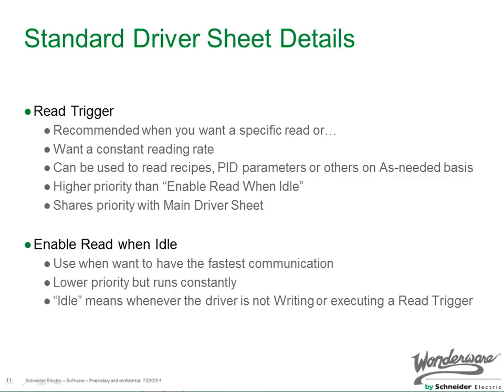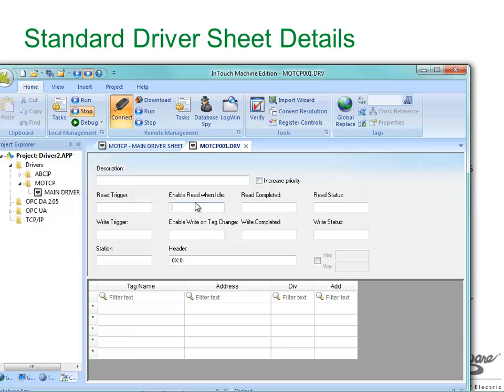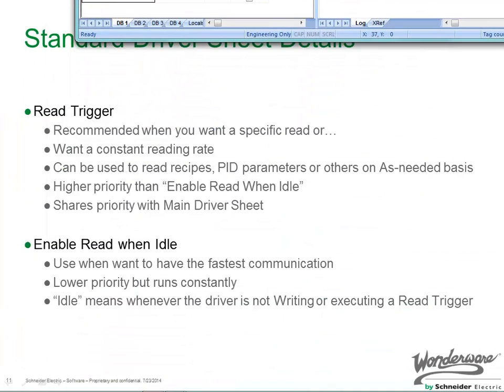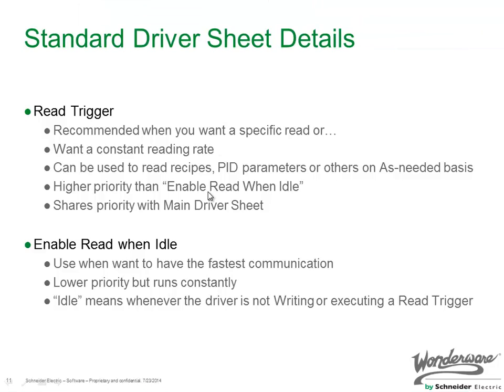The read when idle field, you use this when you want to have the fastest communications. Basically, you would put a tag in here that would evaluate to true, shut that off when you don't want to use it, or just put a constant tag in there, or just a constant number, I should say, and allow that to read as fast as it can. It does have a lower priority than the read trigger, but it does run constantly in the background. And idle basically means when the driver's not writing or executing the read trigger fields. So again, we'll get into that when we start talking about priority.